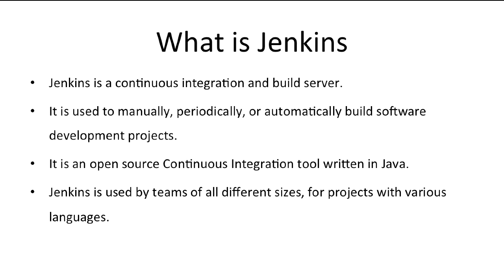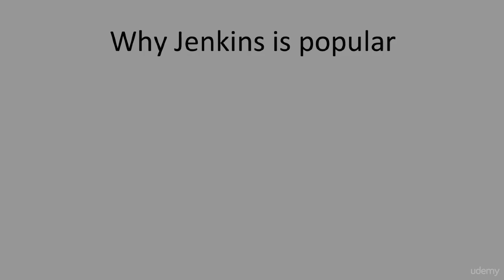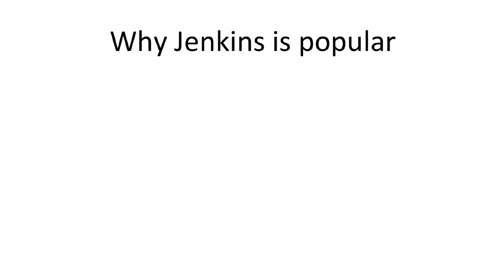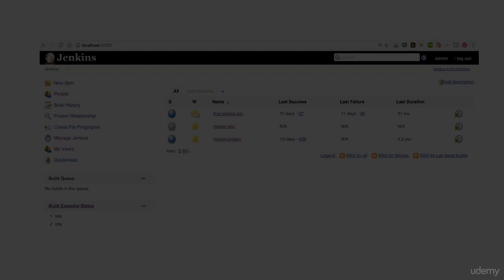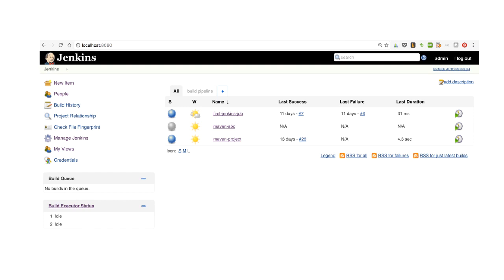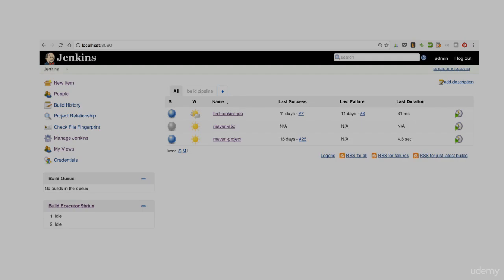Jenkins is used by teams of different sizes for projects with various languages such as Java, .NET, PHP, Ruby, Groovy, etc. So why has Jenkins been so widely used? Firstly, it's very easy to use. The UI is simple, intuitive, and visually appealing. And Jenkins as a whole has a relatively low learning curve. As we'll see in the next few lectures, you can get started with Jenkins in just a few minutes.